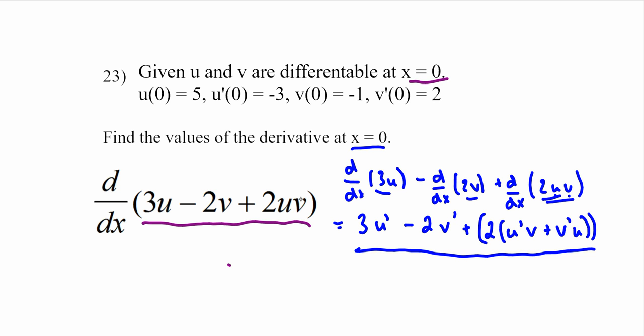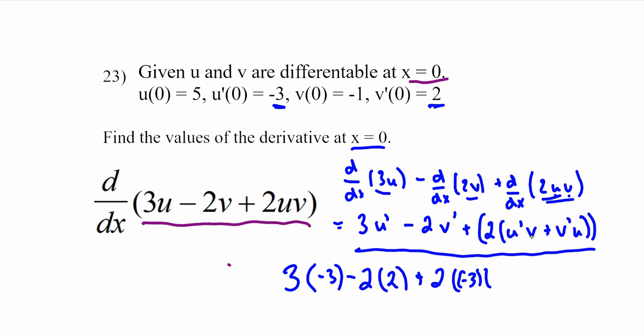But now let's find out what our answer is going to be. So we're going to have 3 times u prime at 0. So this value would be negative 3. Minus 2 times v prime. What's v prime at 0? Well, that's going to be 2. Plus 2 times this quantity: u prime at 0, which is negative 3, times v of 0, which is negative 1, plus v prime at 0, which is 2, times u of 0, which is 5.